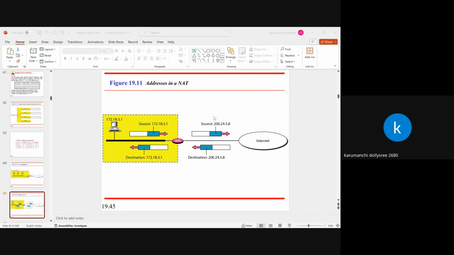So the translation table will have two columns. How will we do it? One is the private address and the other is the external address. Here the external address will be the destination address that is coming through the internet, right?